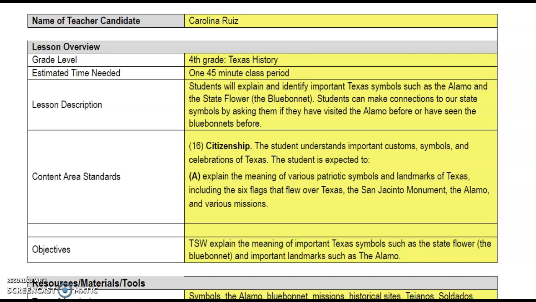Hi guys! So I'm Carolina, and for my lesson plan, I wanted to focus on 4th grade Texas history.